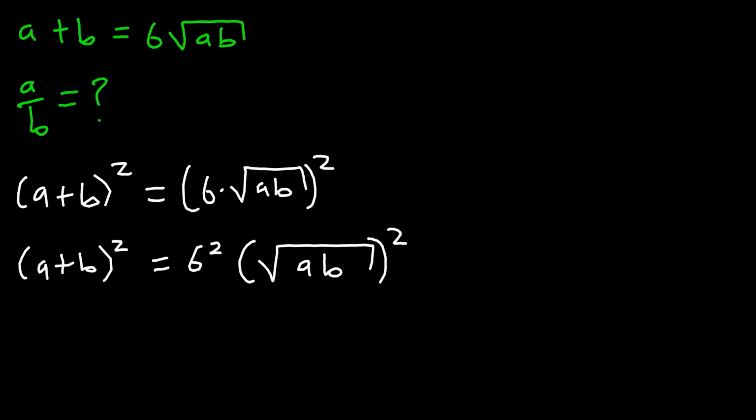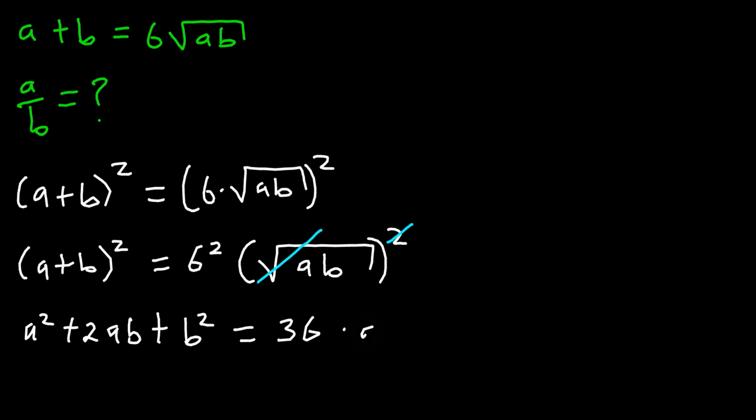This will give us a to the power of 2 plus 2ab and then plus b to the power of 2, and this will be equal to 6 to the power of 2, which is 36, and then times... Now this 2 will cancel with the square root, and so we shall remain with ab.